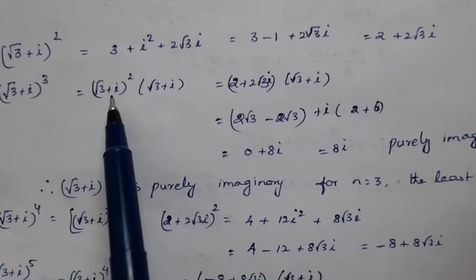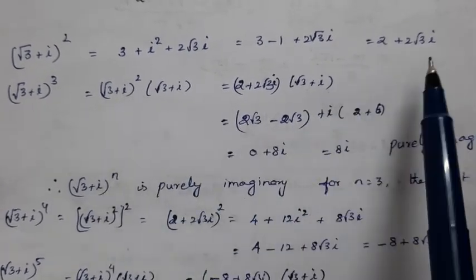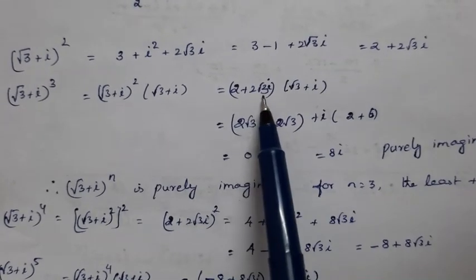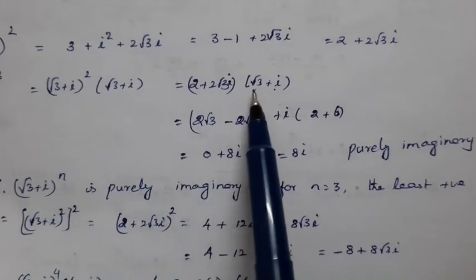It can be expressed as (√3 + i)^2 into (√3 + i). What is (√3 + i) the whole squared? 2 + 2√3 i. So substitute here into (√3 + i). Let us multiply using the rule of multiplication of complex numbers.